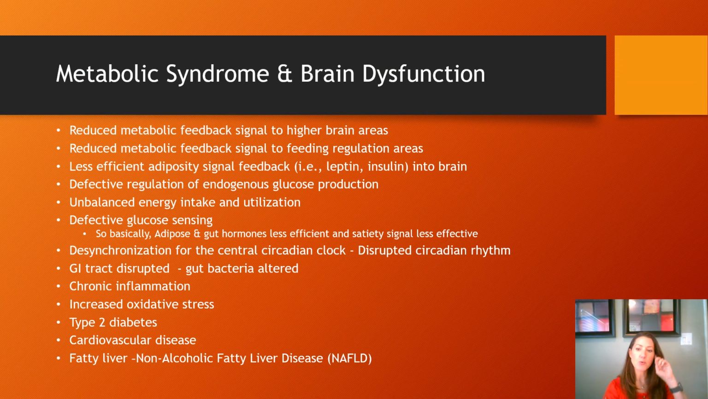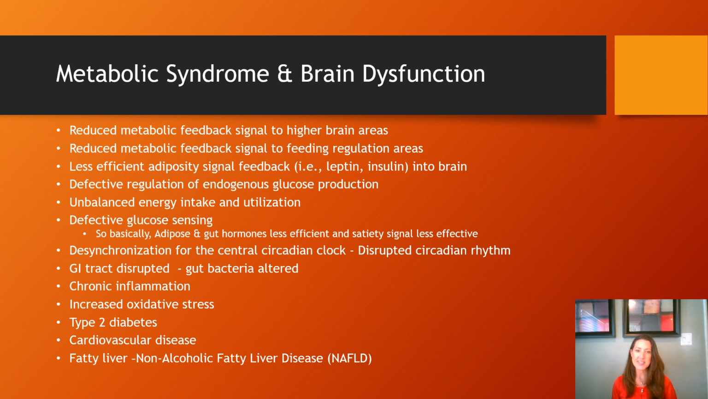So this is just a slide recapping some of the things that we were just talking about and giving it to you a little bit in written form. So we see reduced metabolic feedback signals to the higher areas of the brain, to the areas of the brain that are involved in feeding. We see less efficient adipocyte signals like leptin and insulin into the brain, defective regulation of endogenous glucose production, unbalanced energy intake and utilization, defective glucose sensing. So basically adipose and gut hormones are less efficient, and satiety signals are less efficient.